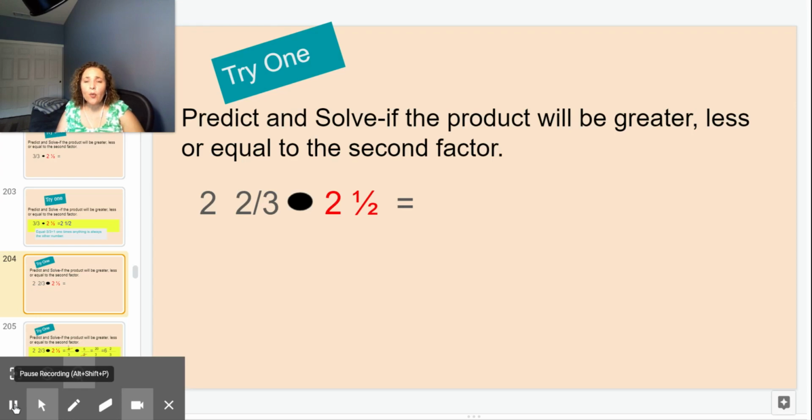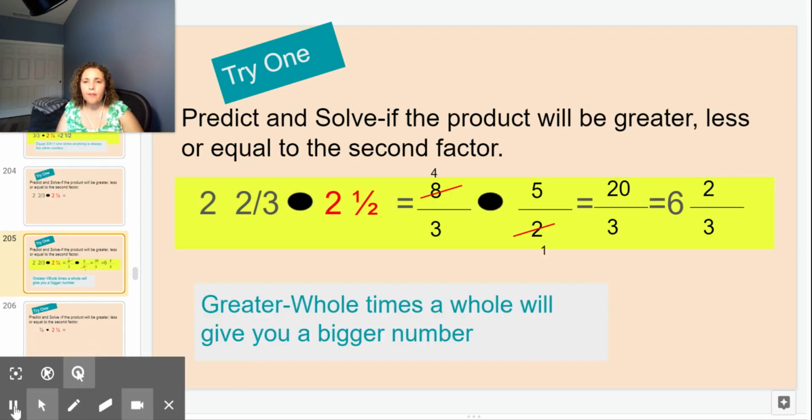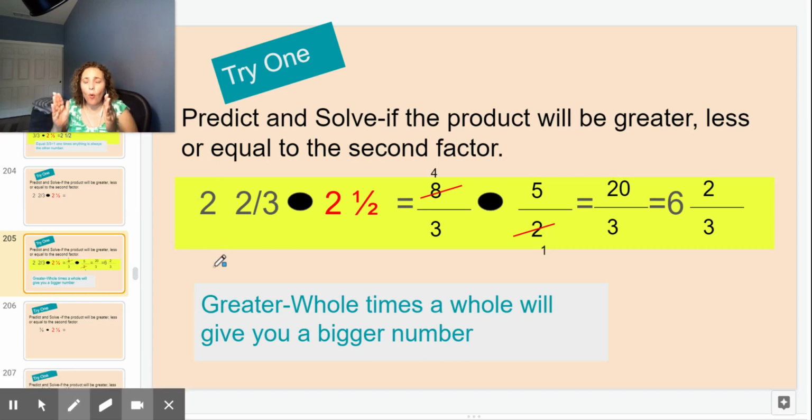All right, try another one. Predict first, will the product be greater, less, or equal to the second factor? So it's going to be greater than, less than, or equal to 2.5. 2 and 2/3 times 2 and 1/2. So go ahead and pause the video and do that one and then come back to me. Okay, hopefully you said greater because you have a whole times a whole. It's going to give you a bigger number. Notice I have a whole in front of both of these fractions. So my whole times my whole is going to tell you that the answer has to get bigger.